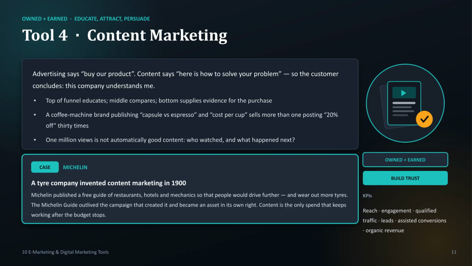Tool 4 is content marketing. It builds trust by solving problems, rather than just selling products. Michelin famously used a travel guide to encourage driving, which wore out tires. Content is the only spend that works long after the budget stops.